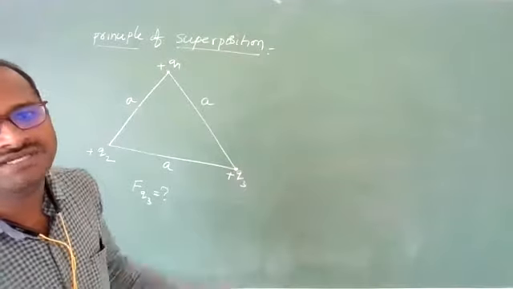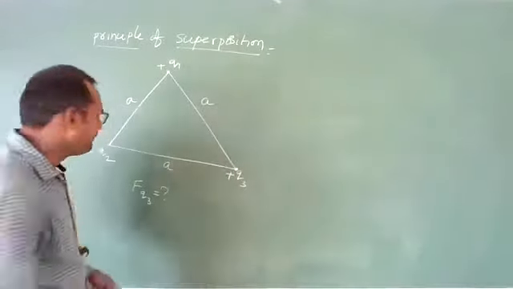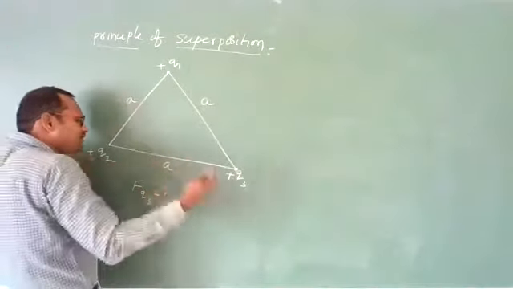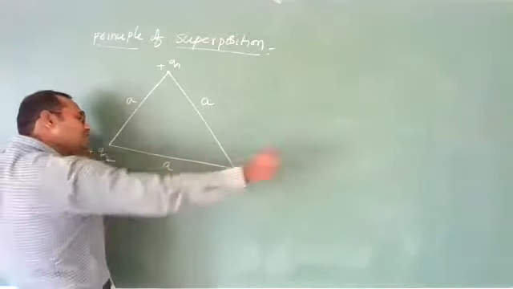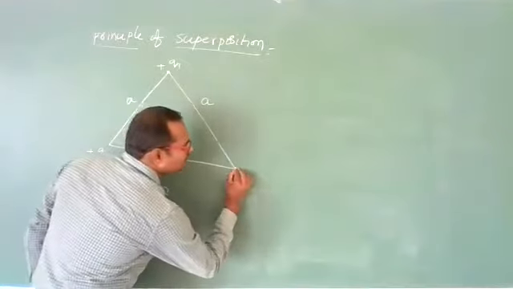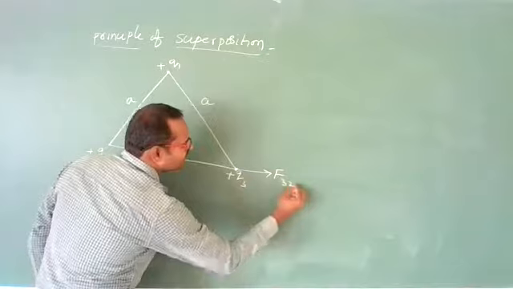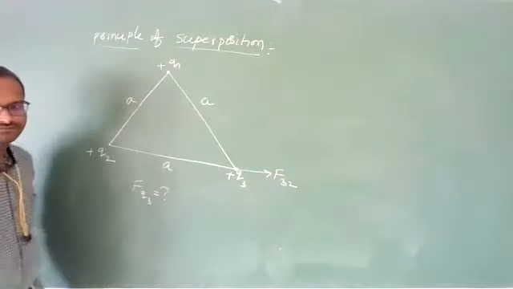I will explain force on the centroid also. Now on Q3, due to Q2, which type of force? Both are positive charges, so a repulsive force will be there. So force on Q3 is in this direction. Force on the third charge due to the second charge is that side.